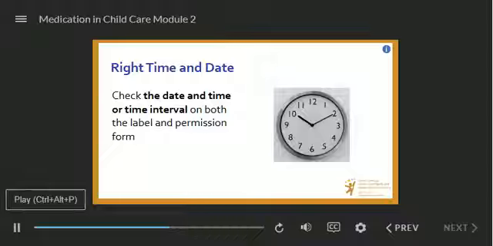For medications given on an as-needed basis, ask the family during drop-off when the child had the last dose, so the medication is never given before the necessary amount of time has passed. Then, during pickup, let the family know if and when the medication has been given.